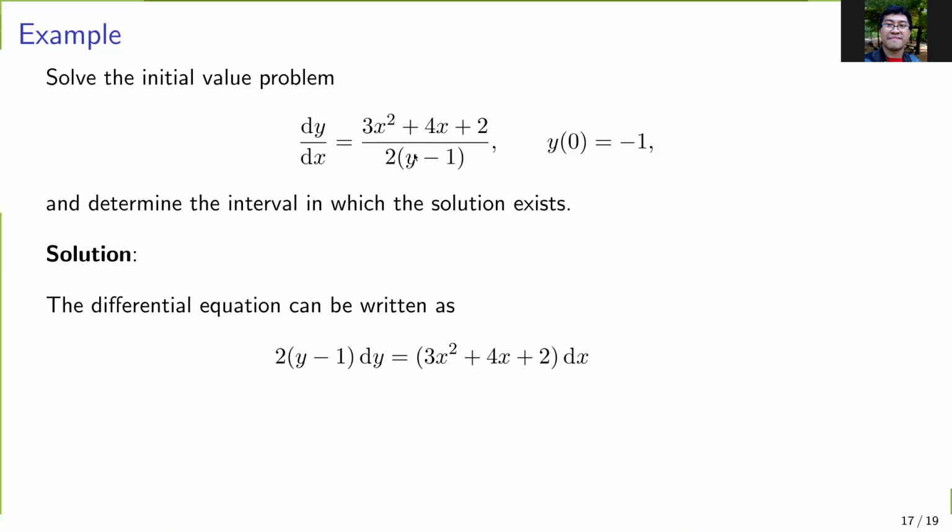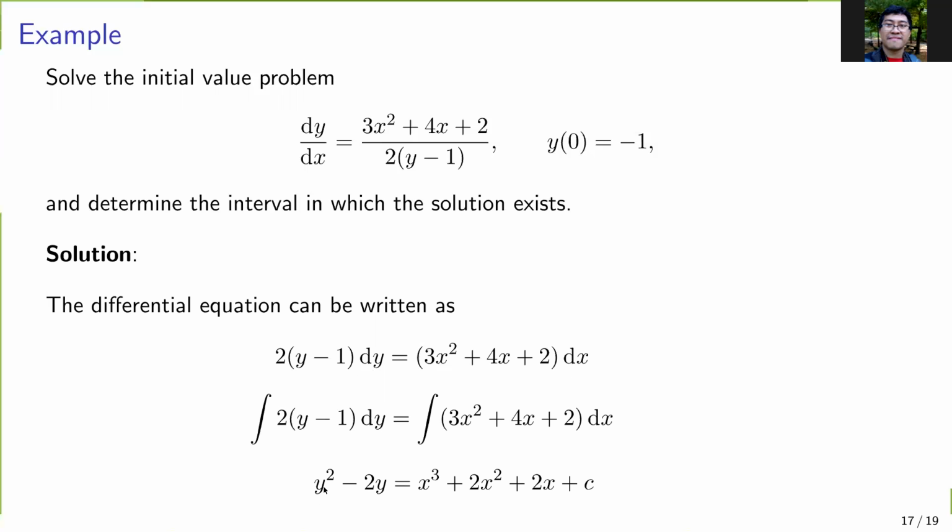Before we proceed, we can see here that y should not be equal to 1. Okay, so just keep that in mind. The differential equation we can write by separating the variables involving y, and on the other side, the terms containing only variable x. Integrating, we get here y squared minus 2y.